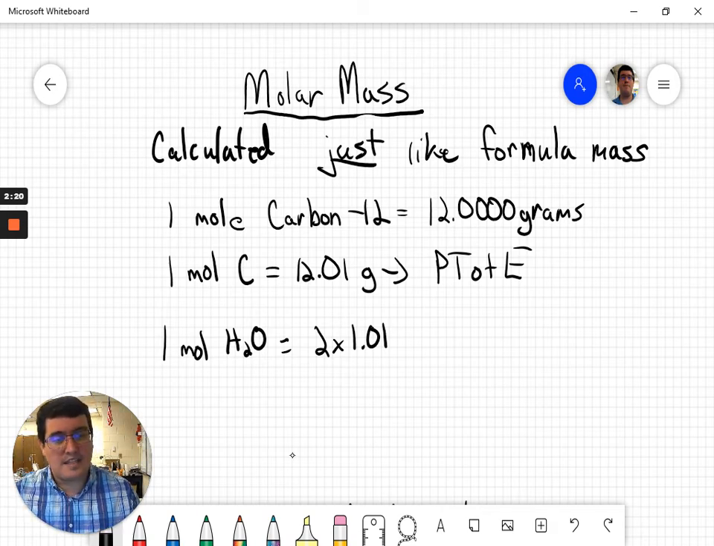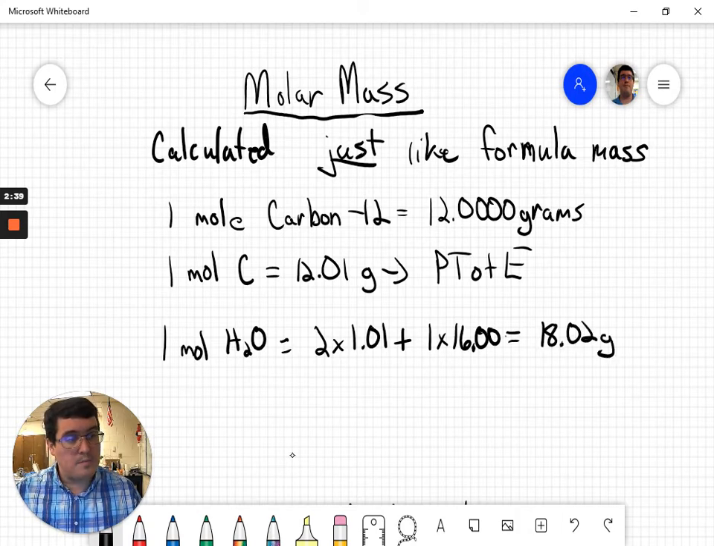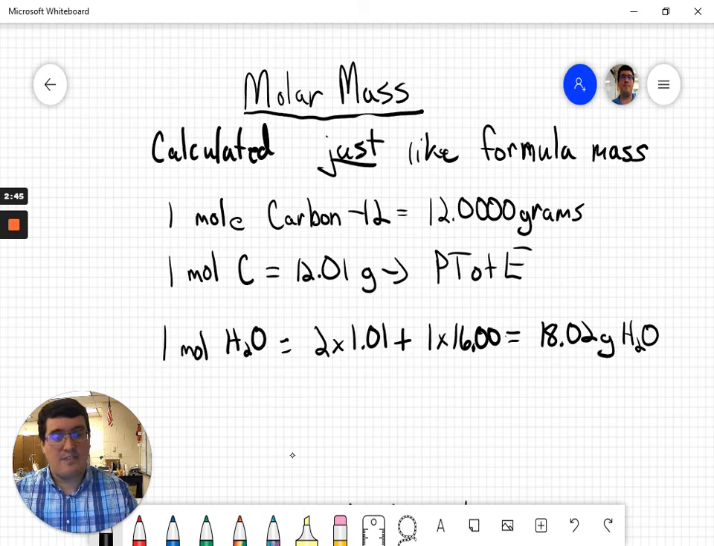But anyways, back to this. We've got 2 hydrogens, so that's 2 times 1.01, plus there's only 1 oxygen, so 1 times 16.00, which is what we find on the periodic table for oxygen. So that means that water is 18.02 grams in 1 mole. Some people like to take that and divide both sides by mole.